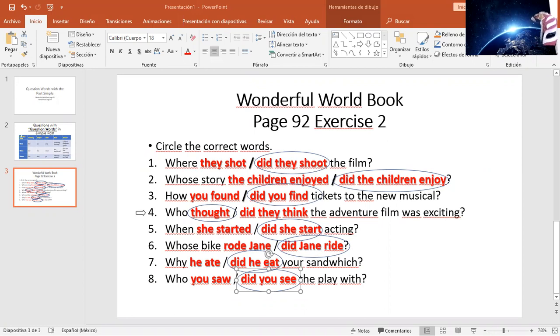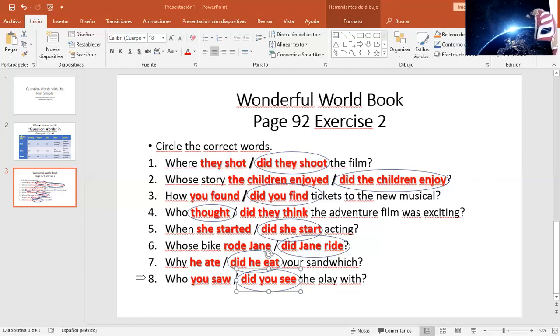Number four, who thought the adventure film was exciting? ¿Quién pensó que la película de aventura fue emocionante? Number five, when did she start acting? ¿Cuándo ella empezó a actuar? And number six, whose bike did Jane ride? ¿De quién era la bici que Jane montó? Number seven, why did he eat your sandwich? ¿Por qué él se comió tu sandwich? And number eight, who did you see the play with? ¿Con quién viste la obra de teatro?